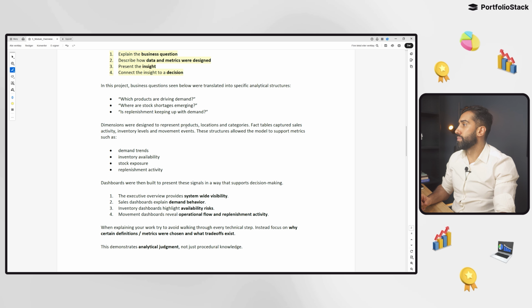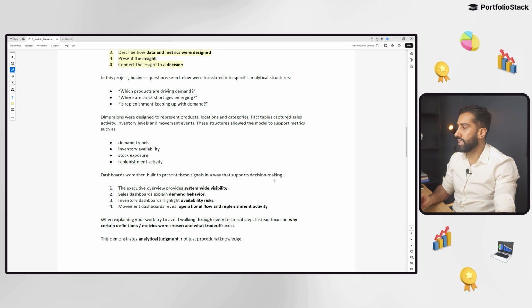In this project, the business questions seen below were translated into specific analytical structures. Which products are driving demand? Where are stock shortages emerging? Is replenishment keeping up with demand? Dimensions were designed to represent products, locations, and categories. Fact tables captured sales activity, inventory levels, and movement events. These structures allow the model to support metrics such as demand trends, inventory availability, stock exposure, and replenishment activity. Getting a little bit more technical, but again, we're just explaining.